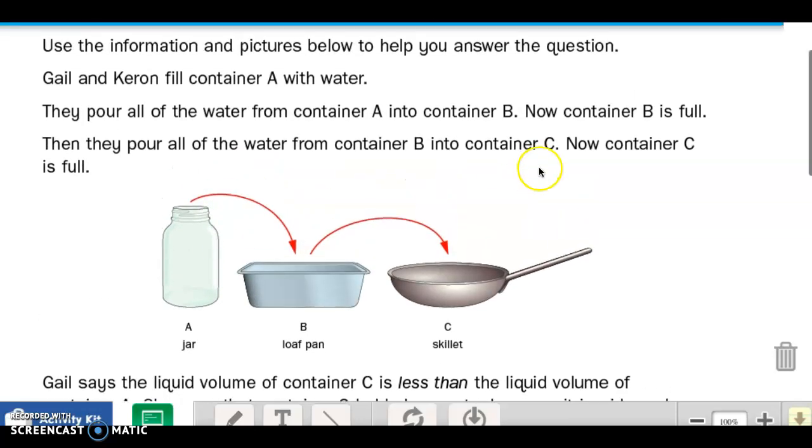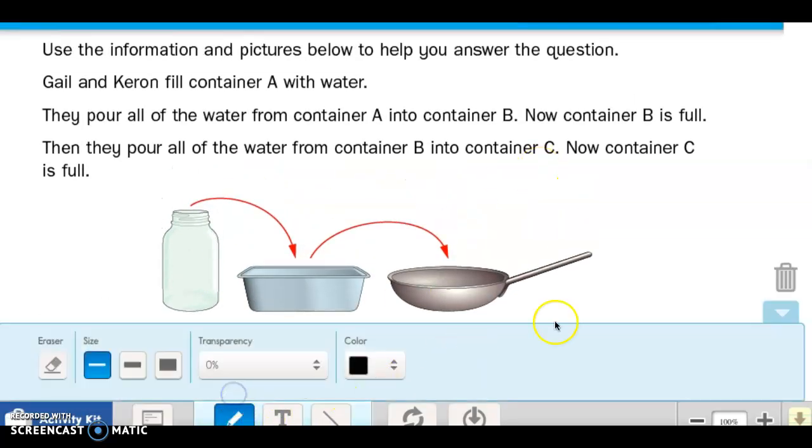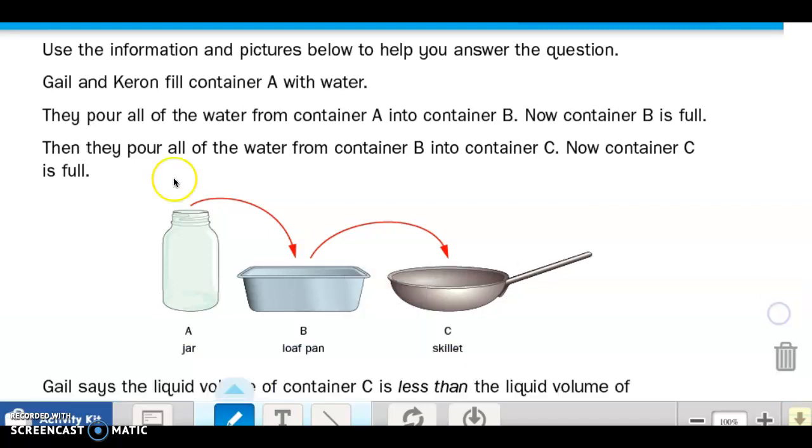Okay. Key words I'm going to point out to you, and we can underline because we know that strategy, is they pour all of the water from container A into container B. That means all of the water fit into B. And now container B is full. Then they pour all of the water from container B into container C. Now container C is full. It's true this one's taller, but it's also less wide than container C. And these are about the same height and the same length. So you can tell that these are about the same.